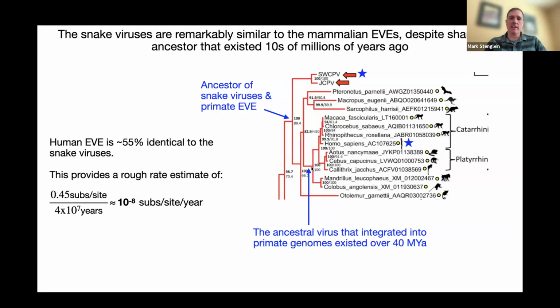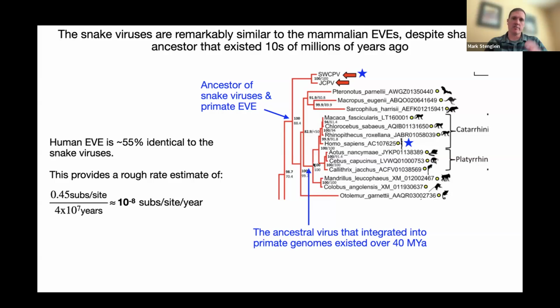The way you can tell that is that there's this internal node in the tree, that the bottom arrow is pointing to, and that is a common primate ancestor. That's the common ancestor of primates like humans and marmosets. You can infer that this ancestor existed about 40 million years ago. So it's a very old ancestor.